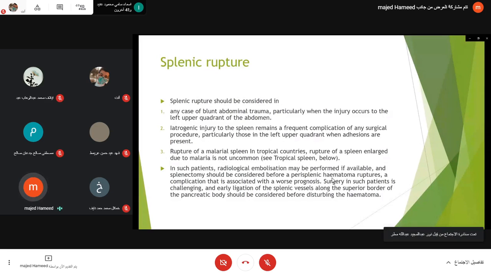Surgery in such patients is challenging, and early ligation of splenic vessels along the superior border of the pancreatic body should be considered before disturbing the hematoma.